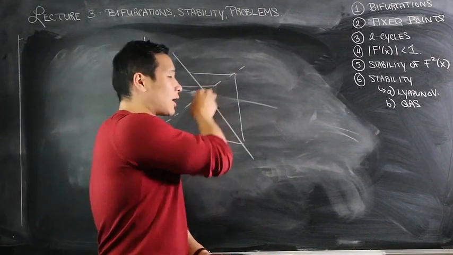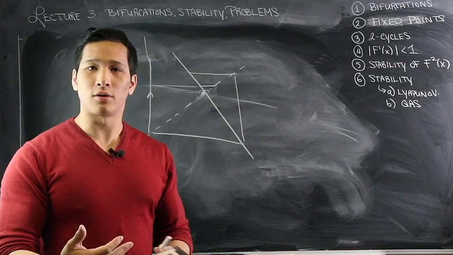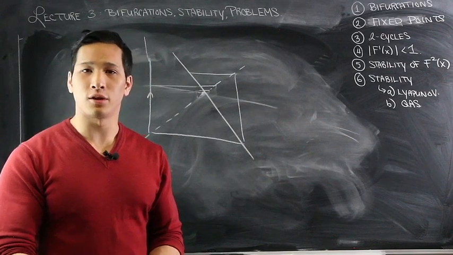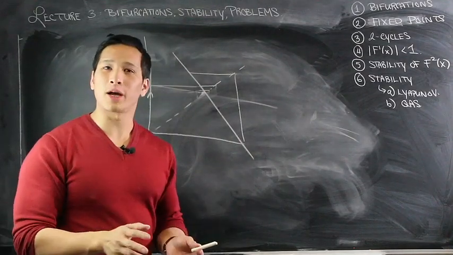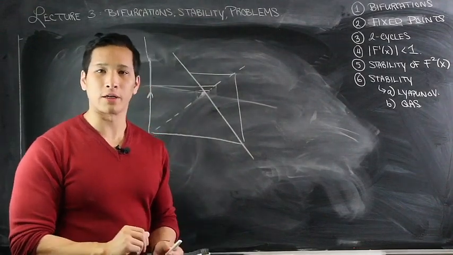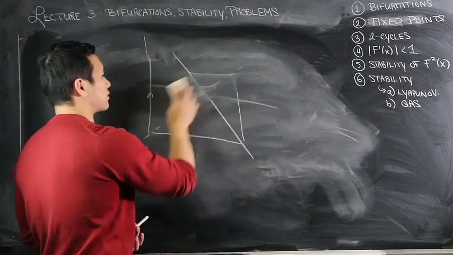And so it's the local gradient of the function which determines the stability of the dynamics, okay? And it's tricky what happens at 1. At 1, you have to analyze it a little bit more closely. If the gradient is exactly 1, then you have to analyze things a little bit more closely.